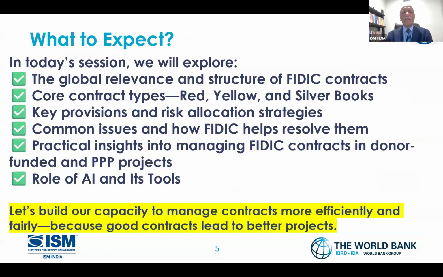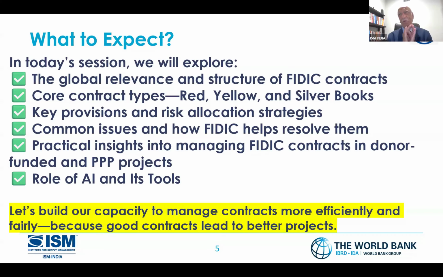Now, what are you expecting in this 60 minutes? Plus, I'll certainly give some time for question and answer. First is the global relevance and structure of the FIDIC contract. FIDIC contracts have a wide range of books like the Yellow Book, Green Book, Red Book, White Book. I'll cover all of them, but since time is limited, I'll give you a good glimpse. What is the relevance of this, and what is its structure?